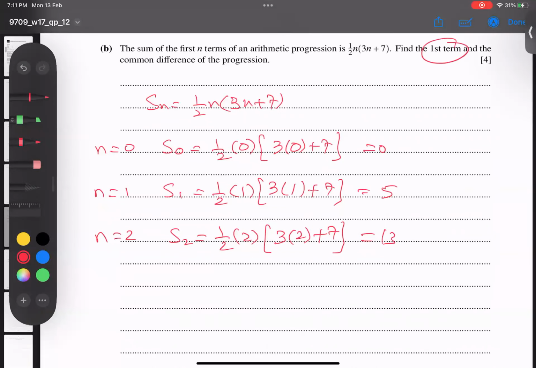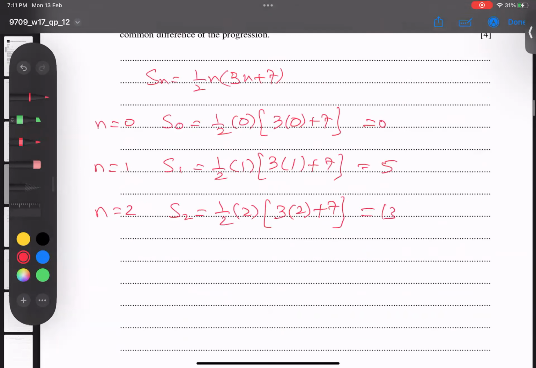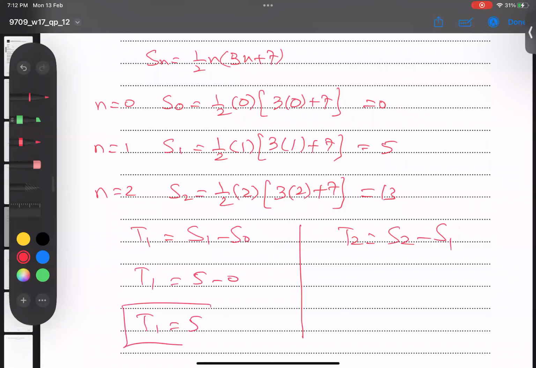But he is asking for the first term. Common sense, I generate a formula here. If I'm looking for the third term, it's the sum of 3 minus the sum of 2. If I'm looking for the 10th term, it's S10 minus S9. If I'm looking for the 100th term, the formula is S100 minus S99. So if I'm looking for the first term, T1, the formula is S1 minus S0. For the second term, S2 minus S1. So if I plug in the values, 5 minus 0, I got the first term.